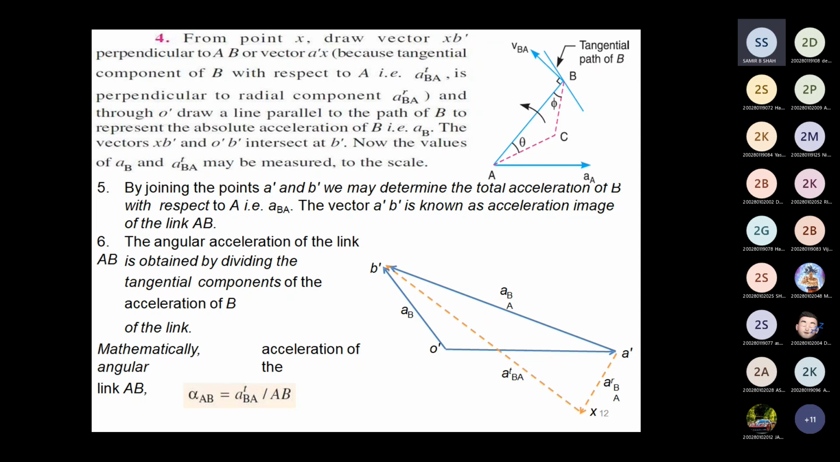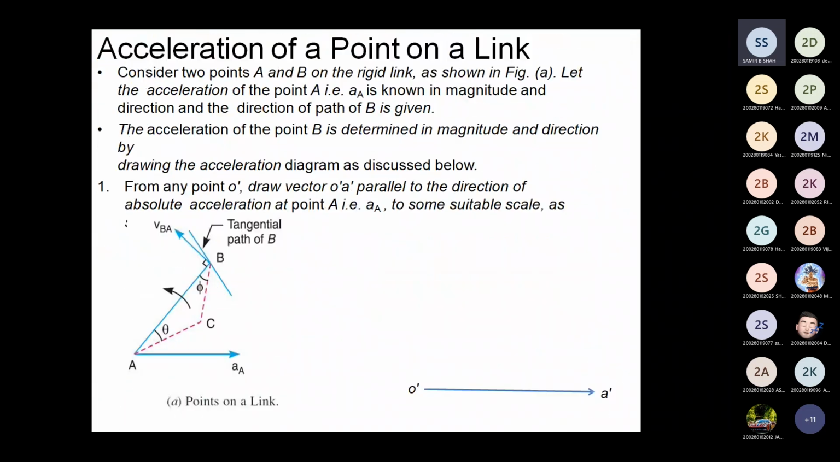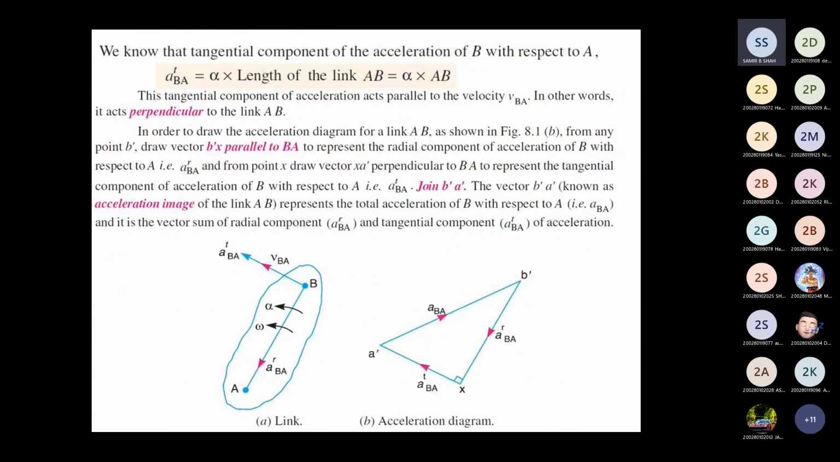Only if omega is given to you in the data, then the radial part is present. We are fine with the basic equation that the radial part is equal to v square of that link divided by the link length. Same way, the tangential part is equal to alpha into the link length of that link, where alpha is the angular acceleration in radian per second square.